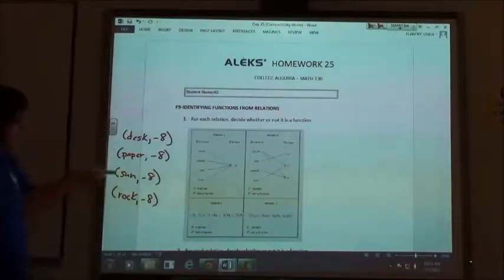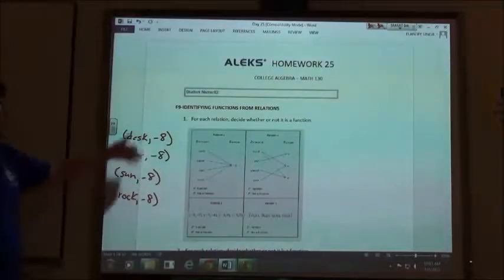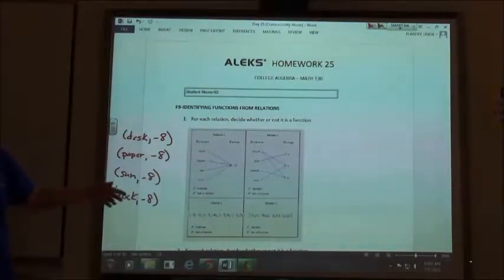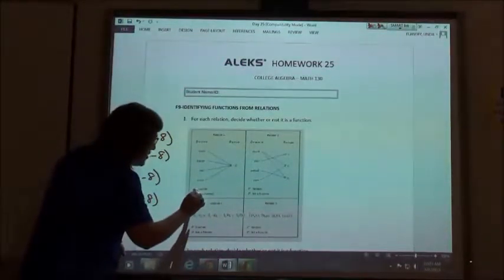For each one of these things, you only have one value here, so that is going to be a function. It doesn't matter that it's all the same value, but each one only goes to one answer, basically. So that is a function.